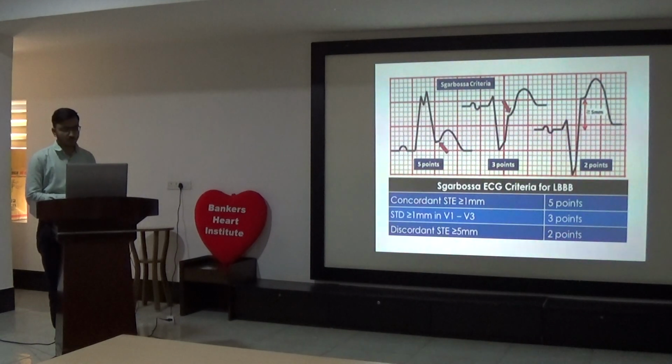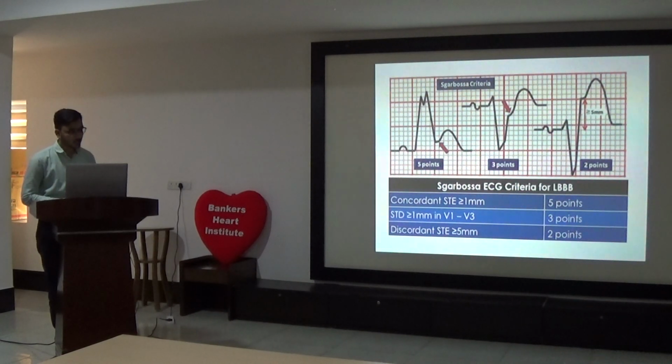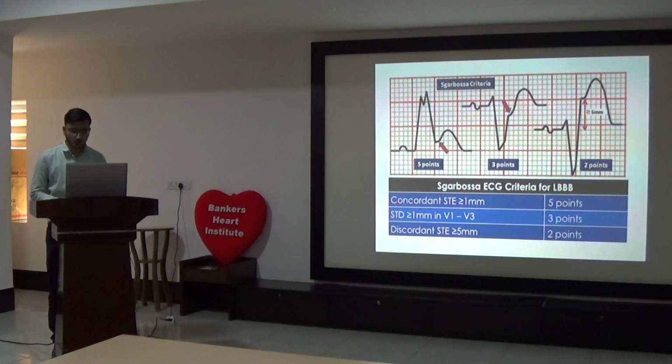So to differentiate LBBB with MI or only LBBB, there is the Sgarbossa criteria. There will be concordant ST segment elevation of more than or equal to 1 mm in 2 contiguous leads, which will give 5 points. Second one is ST segment depression of more than or equal to 1 mm in leads V1 to V3, which will give 3 points. And there will be discordant ST segment elevation of more than or equal to 5 mm, which will give 2 points. So for defining LBBB with MI, we will require 3 or more points.